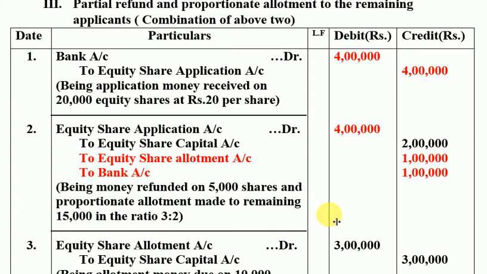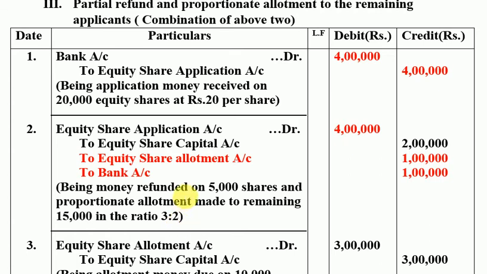Again, entry number 1 goes the same. Bank account debit to equity share application account 4 lakh, 4 lakh, being application money received on 20,000 equity shares at rupees 20 per share. Entry number 2: equity share application account debit to equity share capital account, to equity share allotment account, to bank account, being money refunded on 5,000 shares and proportionate allotment made to remaining applicants 15,000 in the ratio 3 is to 2. Now, how will you bifurcate the amount?